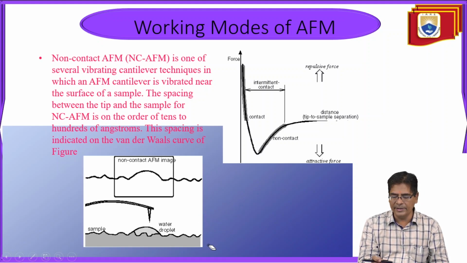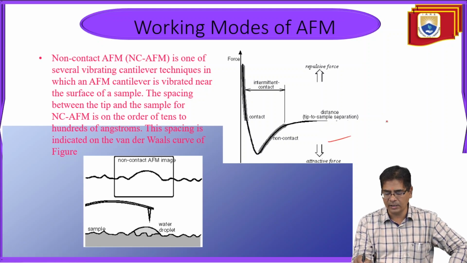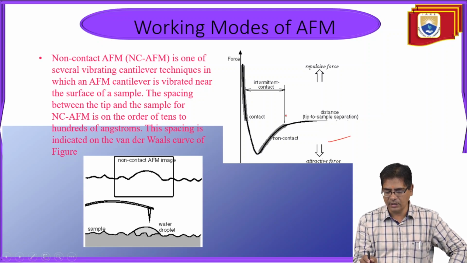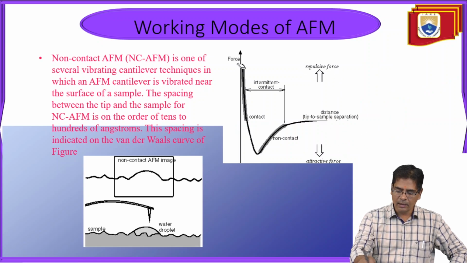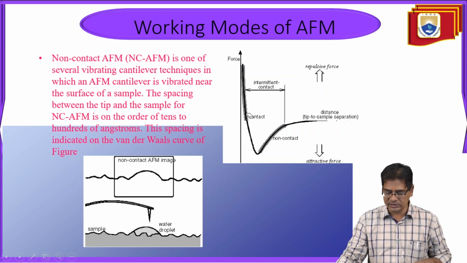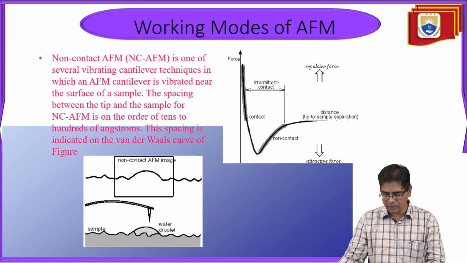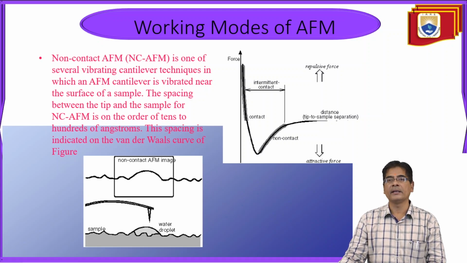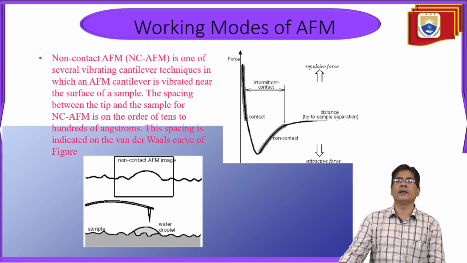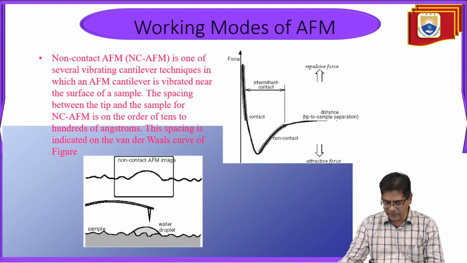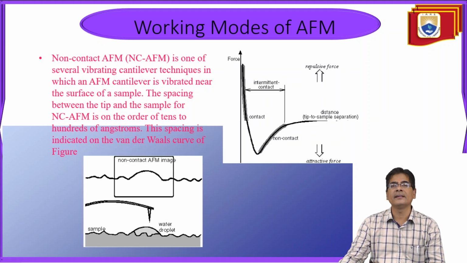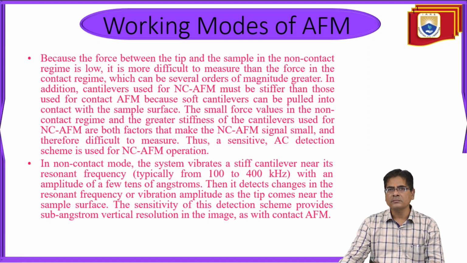And if you see the interaction between the atomic force and the interatomic distance, we can find this type of variation for the non-contact modes. So these are the repulsive forces, these are the attractive forces. In intermittent contact, we have the repulsive force, whereas in non-contact, we have the attractive forces.